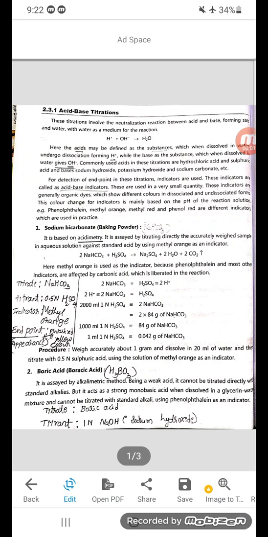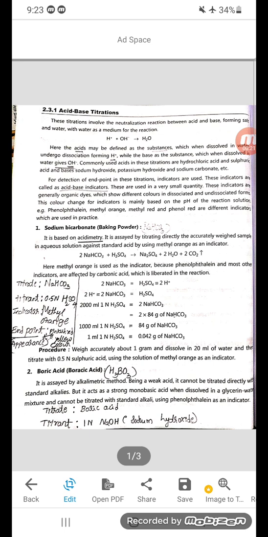Hello dear students. In the previous class we were discussing volumetric analysis. In volumetric analysis, again the classification: mainly 5 types: acid base titration, non-aqueous titration, precipitation reaction titrations, redox titration, and also complexometric titration.